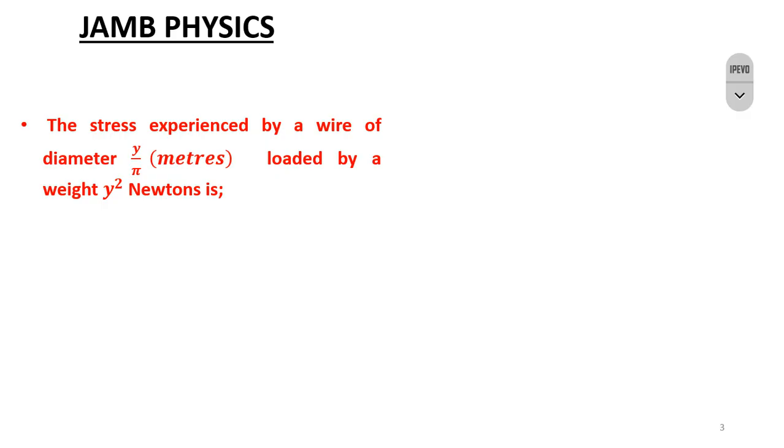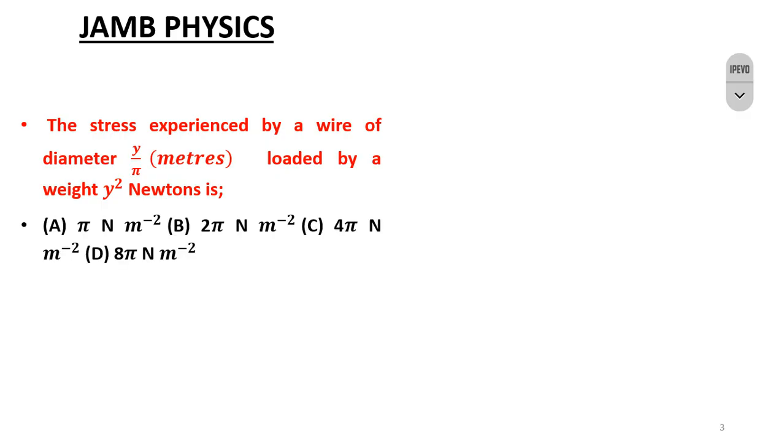I take the question again. The stress experienced by a wire of diameter y/pi loaded by a weight y square is, these are the options: A, pi newtons per meter square; B, 2 pi newtons per meter square; C, 4 pi newtons per meter square; D, 8 pi newtons per meter square. So let's take the solution.